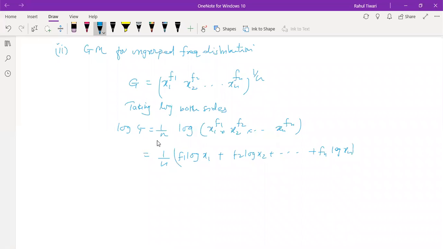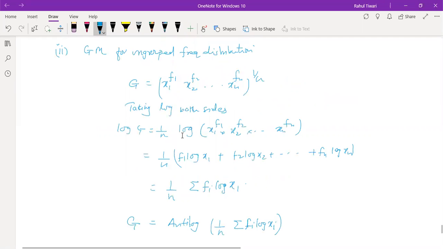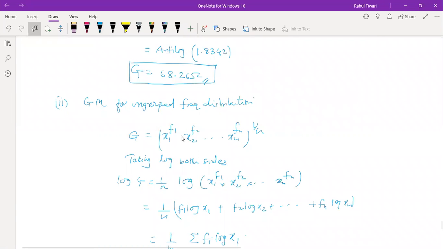So this is going to be 1 upon n summation fi log of xi, and when we have this, one can get this G, which is anti-log of 1 upon n summation of fi log of xi, correct? So one may use this formula and get it. Now see here, I have mentioned it directly.